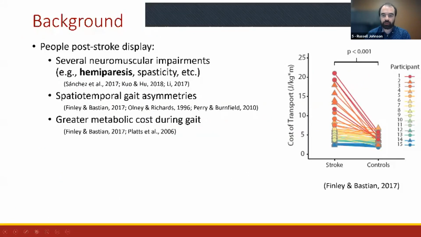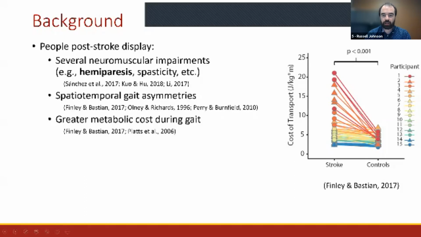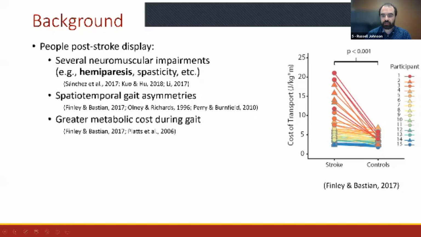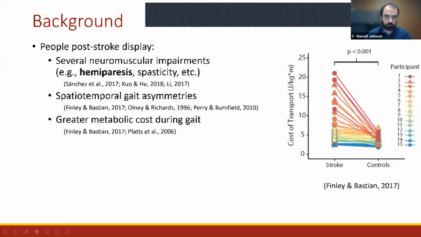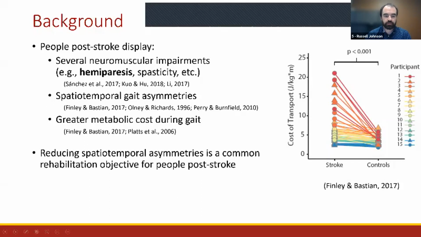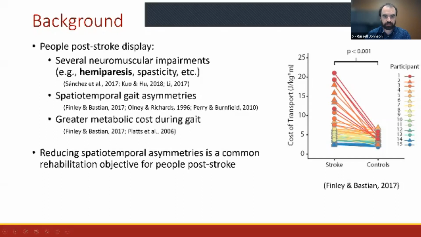And here's an example of the metabolic cost with cost of transport on the y-axis. People post-stroke, their cost is on the left, and then age-matched controls being on the right. We also know that a common rehab objective for people post-stroke is to reduce their spatial temporal asymmetries, to walk with symmetrical step times or step lengths.